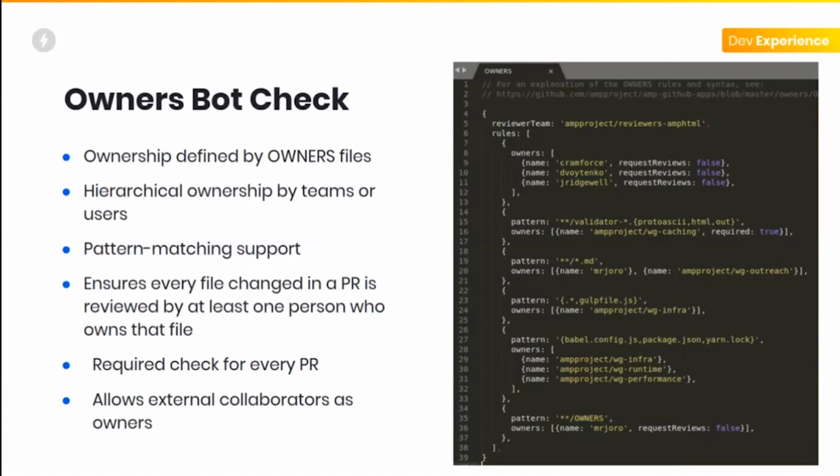The owner's bot will only approve PRs where every file is approved by at least one owner of that file. And so this gives working groups confidence that their components will be changed safely and with the proper oversight and review. And this also allows external collaborators to take ownership, such as those who contribute new video players or ad providers, even if they aren't intimately involved in the AMP project outside of their own component.